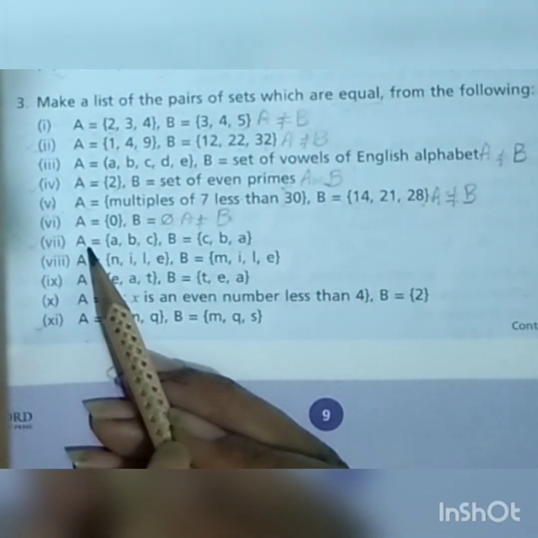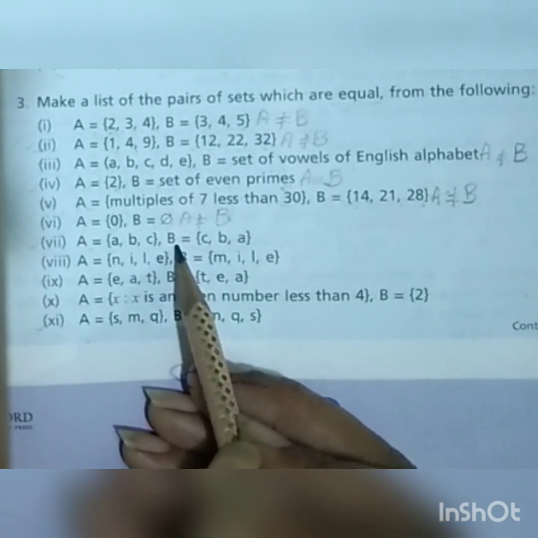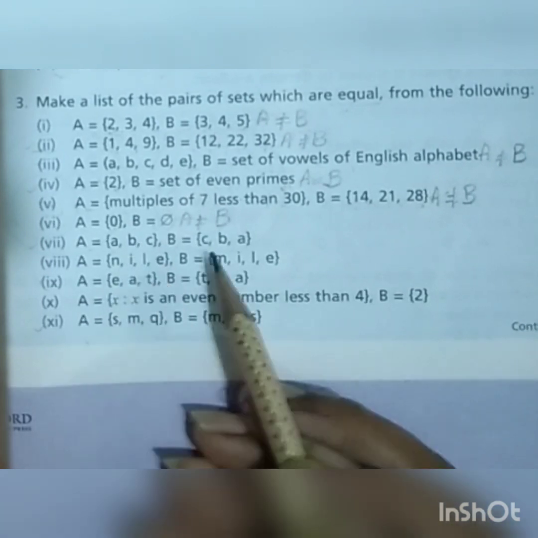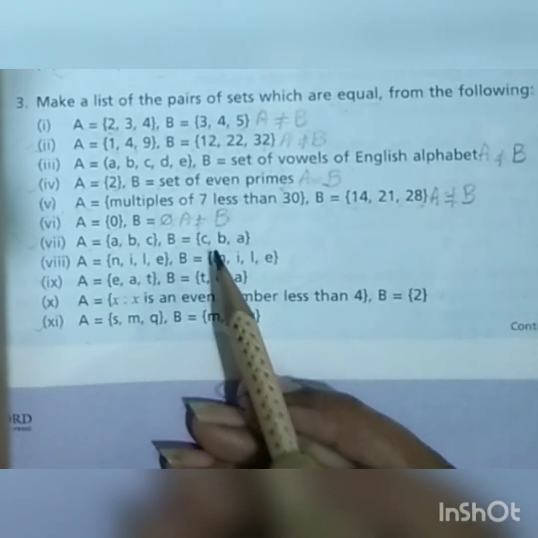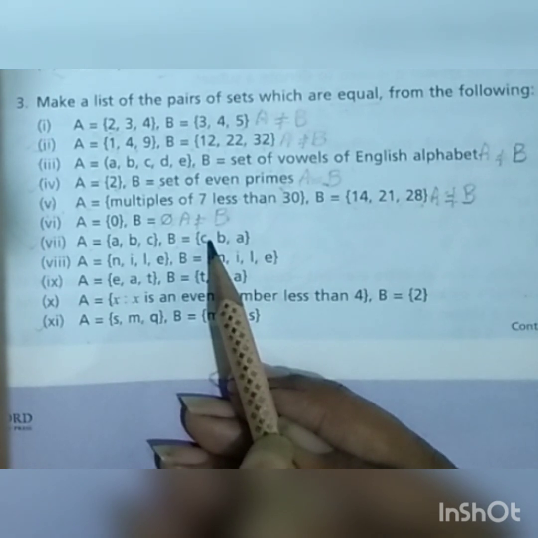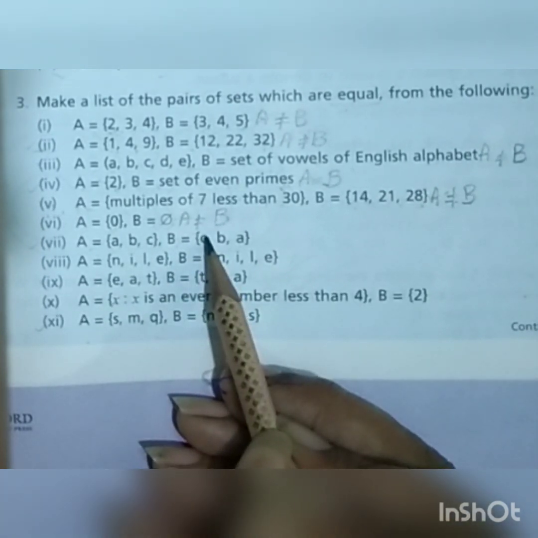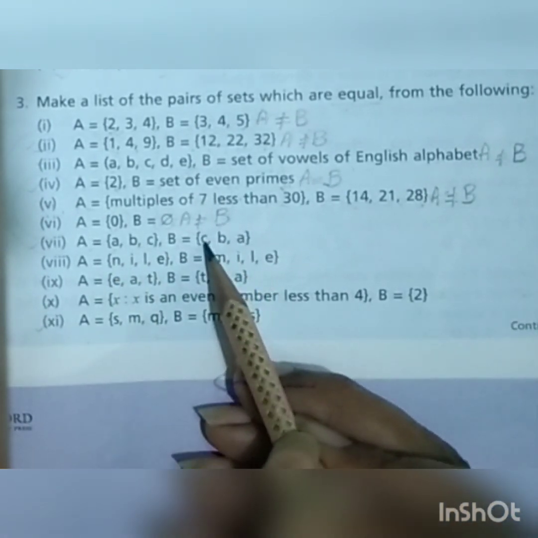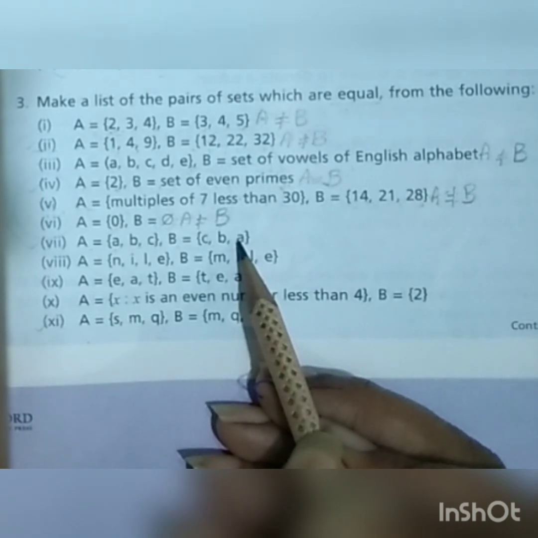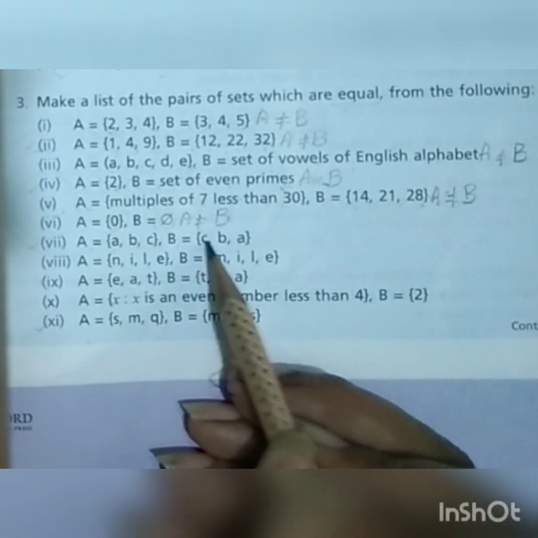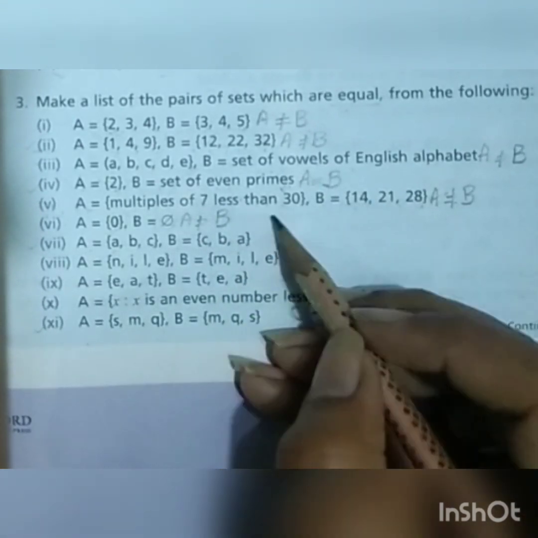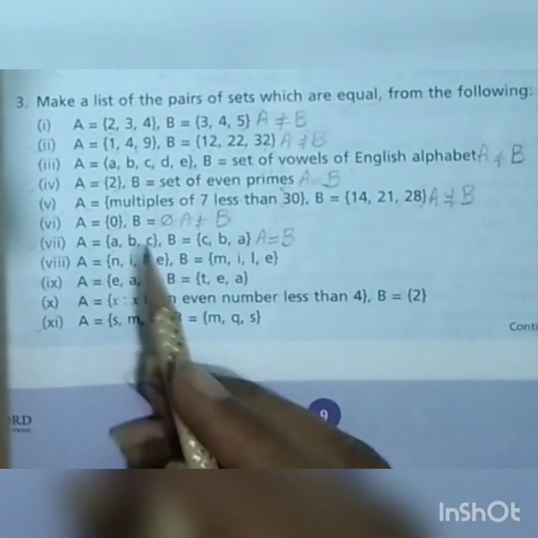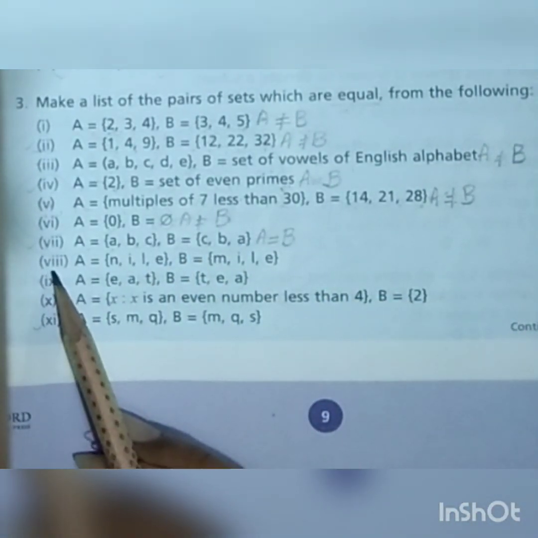Students, part number 7 is A is equal to {A, B, C}, B is equal to {C, B, A}. You can see in set A the number of elements is 3, in set B the number of elements is also 3. So the first condition is satisfied. Now let's check whether the elements are the same or not. Here are the elements A, B, C. Here is also A, B, C. It doesn't depend on the arrangement of the elements. You can see in both sets the elements are the same. So A is equal to B. These sets are equal.